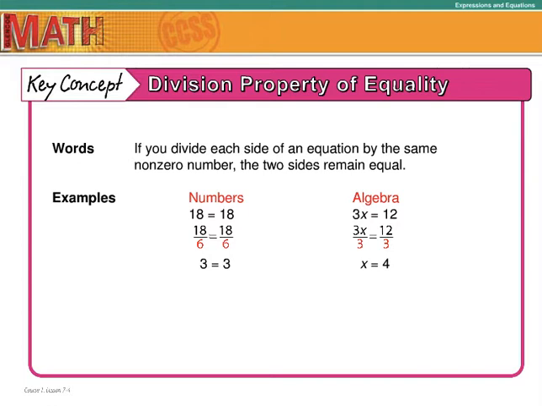So for example, 18 equals 18. If we divide one side by 6, we would need to divide the other side by 6 and get 3 equals 3. The same rule applies if there's a variable instead. 3x equals 12. If we divide 3x by 3, then we would need to divide 12 by 3 to keep them even, and we get x equals 4.